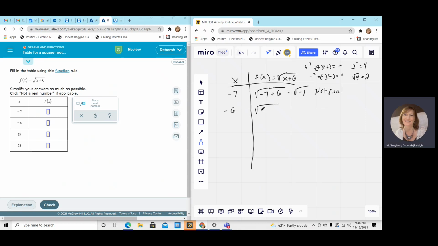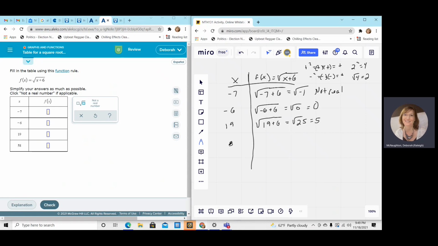Okay. And then the next one is -6. So now we do the square root of -6 plus 6, and that is the square root of 0, and that is 0. So I can take the square root of 0 because 0 times 0 gives me 0. So this one has an actual root. And then the next one is 19. So I'm going to put 19 in for x, so that gives me 19 plus 6, square root of 19 plus 6, which is the square root of 25, and that's 5. 5 squared gives me 25.